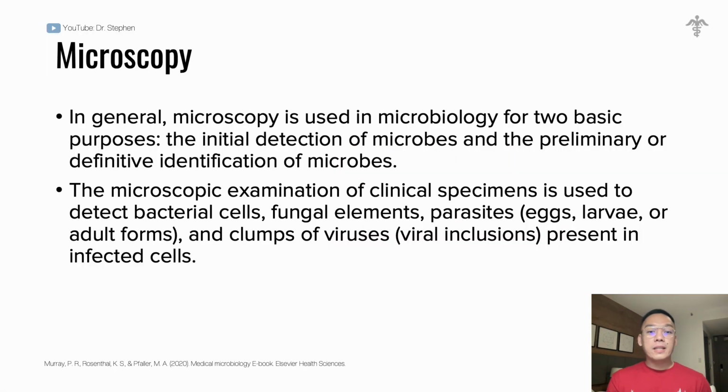Microscopy in general is used in microbiology for two basic purposes. The first one is to detect microbes and the preliminary or definitive identification of your microbes. The microscopic examination of your clinical specimens is used to first detect bacterial cells, second, some fungal elements, third, parasites, which could be eggs, larvae, or adult forms, or clumps of viruses, which are seen in the microscope as viral inclusions that are present in these infected cells.